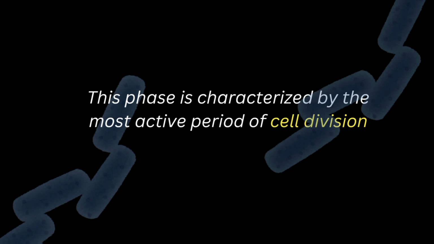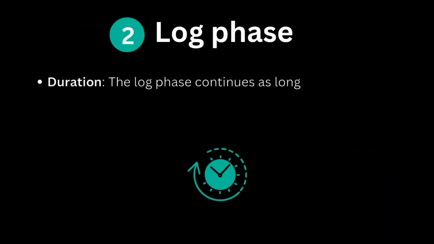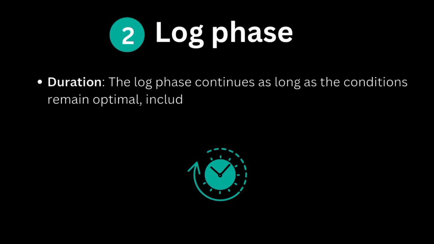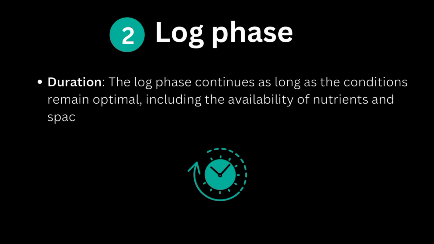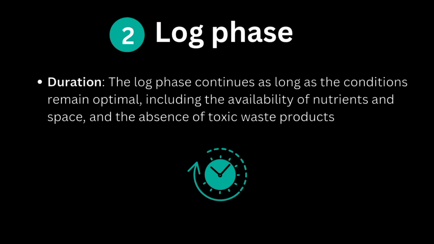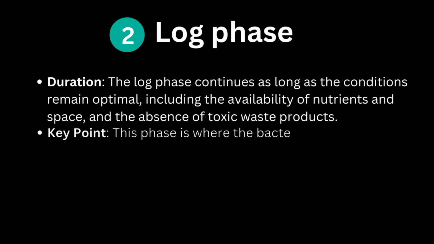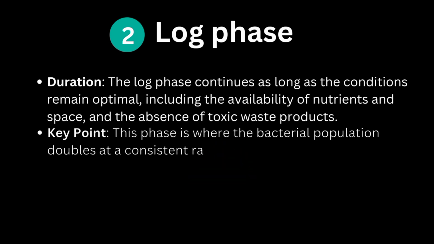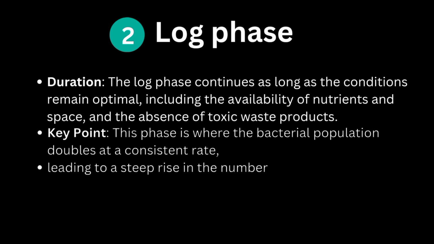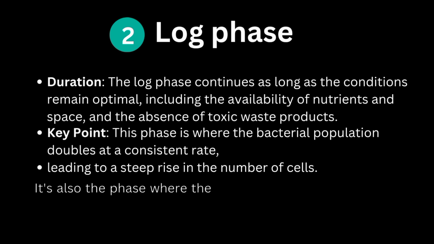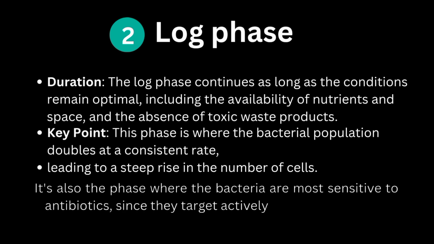This phase is characterized by the most active period of cell division. Duration. The log phase continues as long as the conditions remain optimal, including the availability of nutrients and space, and the absence of toxic waste products. Key point. This phase is where the bacterial population doubles at a consistent rate, leading to a steep rise in the number of cells. It's also the phase where the bacteria are most sensitive to antibiotics, since they target actively dividing cells.